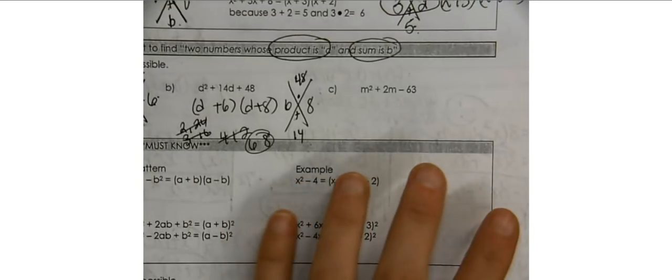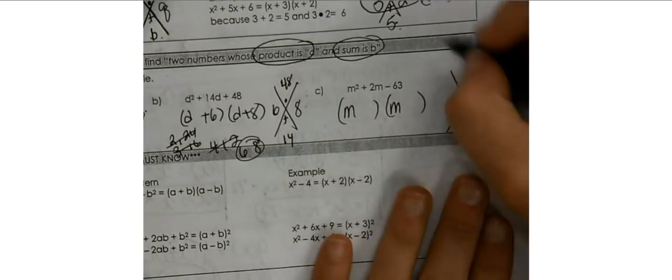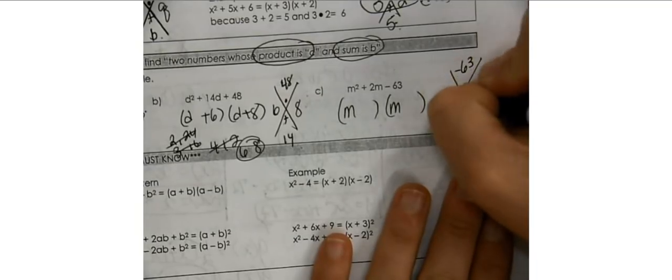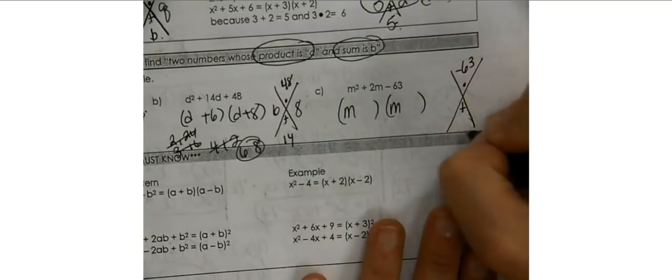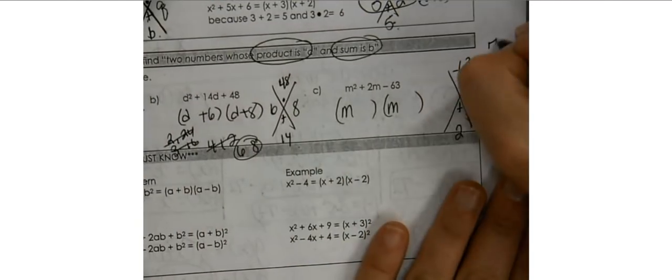Let's go ahead and look at letter C. For letter C, I'm going to break this apart into two parentheses, splitting apart my m squared into an m and an m. And I'm going to ask myself what two numbers multiply together to equal negative 63, but together add to equal 2. So whenever I think of 63, I always think of 7 and 9. I know that 7 times 9 is 63, so I'm going to put in a 7 and a 9.